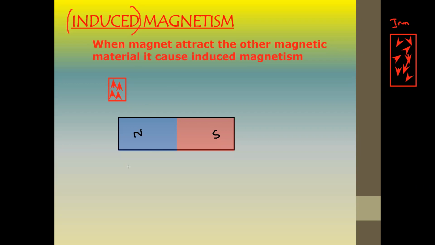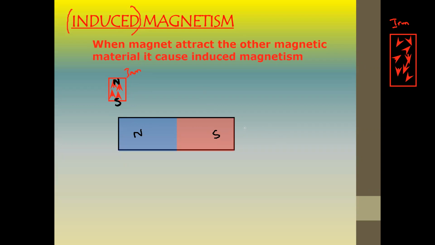And whenever induced magnetism occurs, there are always opposite poles. For example, as this piece of iron is facing the magnet, we bring it closer. Magnetic materials are always attracted by the magnet, so an opposite pole will always be induced. If the north pole is facing the material, then this end will be south and this end will be north. So an opposite pole will always be produced in the material, and we call this induced magnetism.